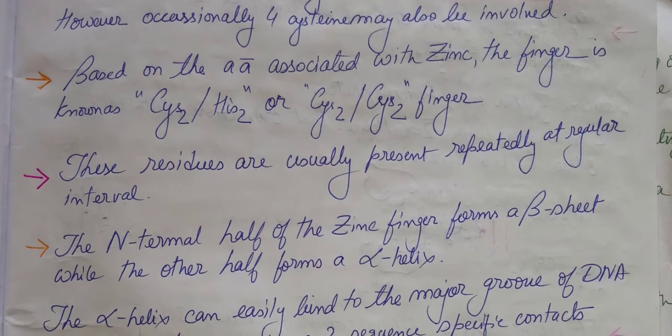Now these amino acid residues are usually present repeatedly at regular intervals. The residues that we are talking about, the cysteine and the histidine found on these motifs, are usually present repeatedly at regular intervals.